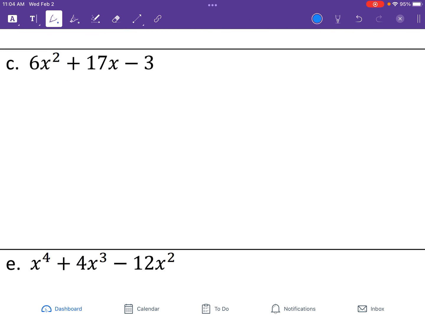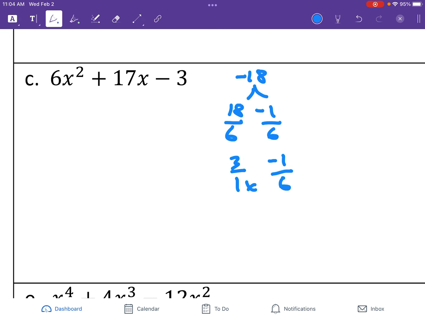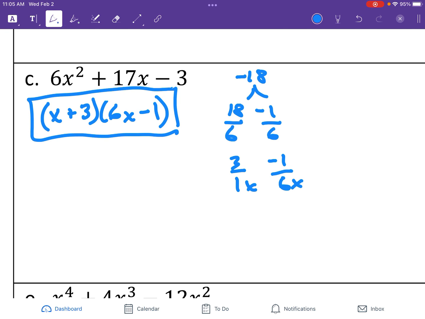Next, we're going to do the bottoms up method to solve this one. 6 times -3 is going to be -18. The 2 factors of -18 that make +17 would be 18 and -1. Divide both these numbers by the first term of 6 and reduce. I'm going to get 3 over 1 and -1 over 6. So I get x plus 3, and 6x minus 1. And I've factored part C.